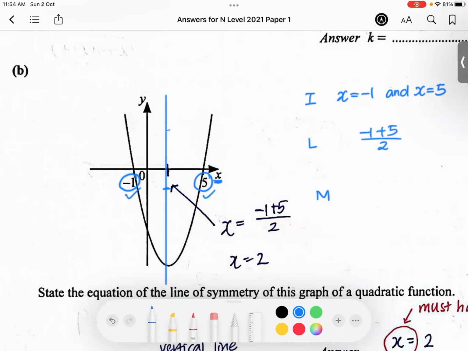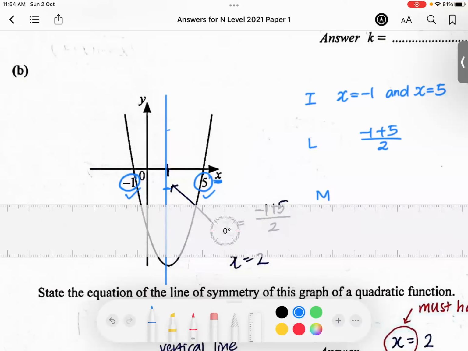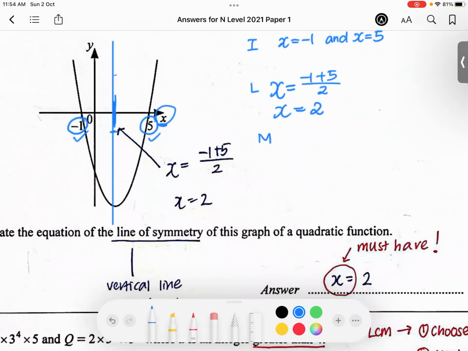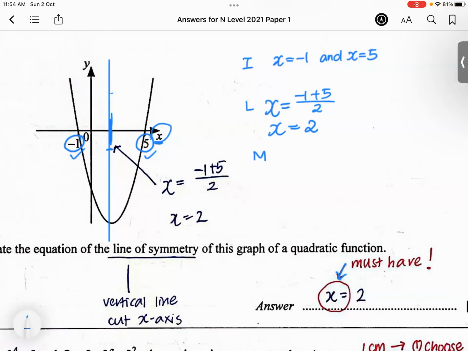But this is just a number. This is not an equation. An equation involves x or y. This is horizontal, this is vertical. For a vertical line, it will cut the x-axis. So it's always x equals to that number, which gives you x equals 2. All right, so this is the equation for the line of symmetry. Make sure you write x equals 2. If you only write the number 2, it will not be an equation of a line.